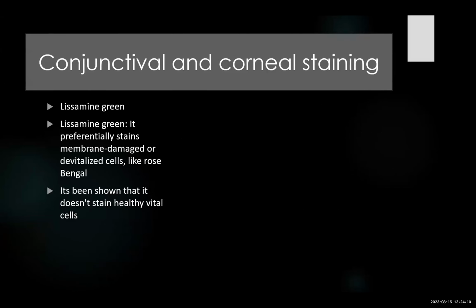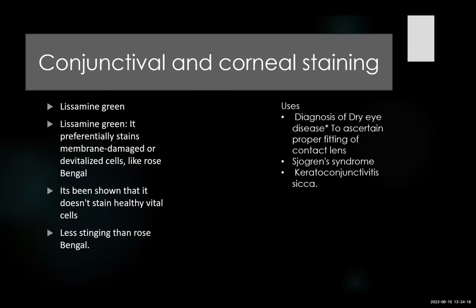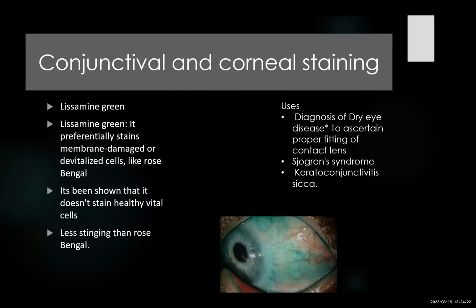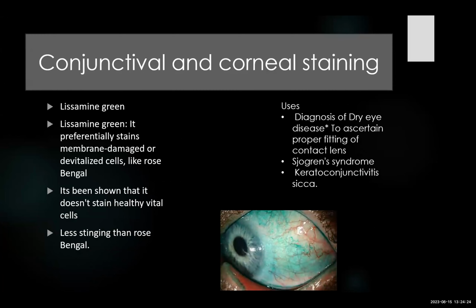Another is lissamine green. It preferably stains the membrane and damaged or devitalized cells, like rose Bengal. It has been shown that it doesn't stain healthy vital cells. It is less stinging and better tolerated than rose Bengal. It is used for dry eye disease, Sjogren syndrome and keratoconjunctivitis sicca.